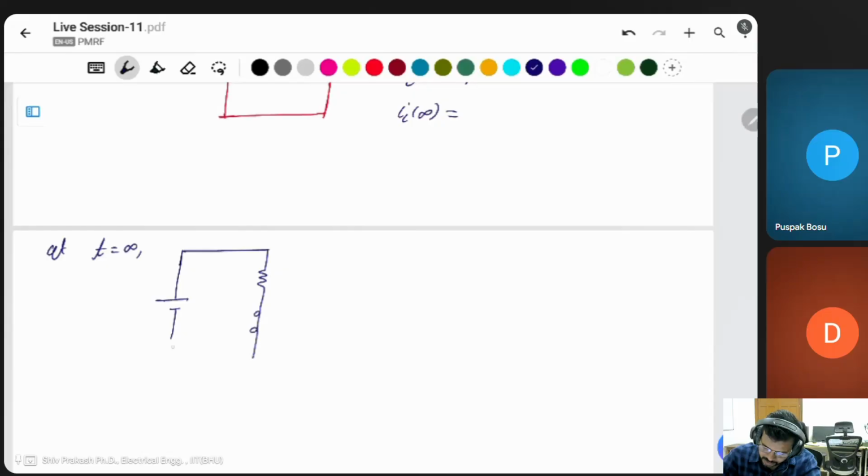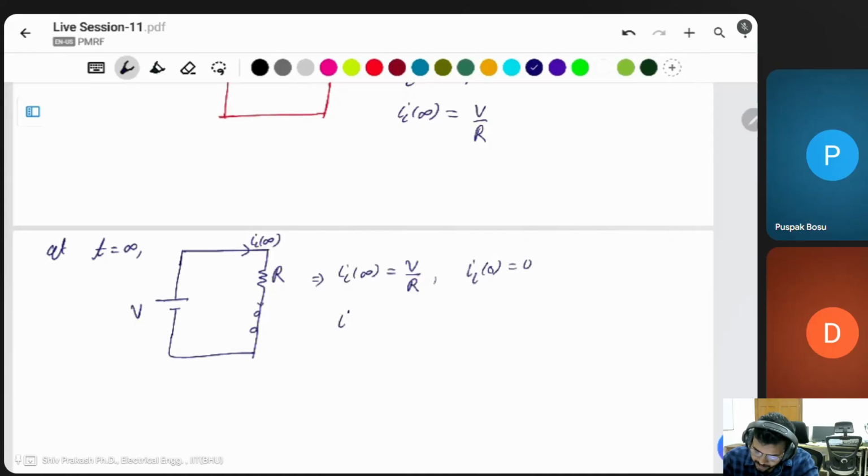The inductor will be short circuited at steady state, so the current will be V by R. What is the current IL at infinity? It is the same, V by R only. The initial current is 0. Then what is IL?